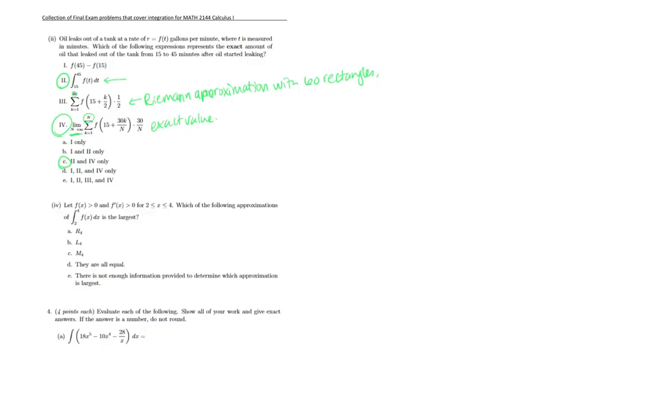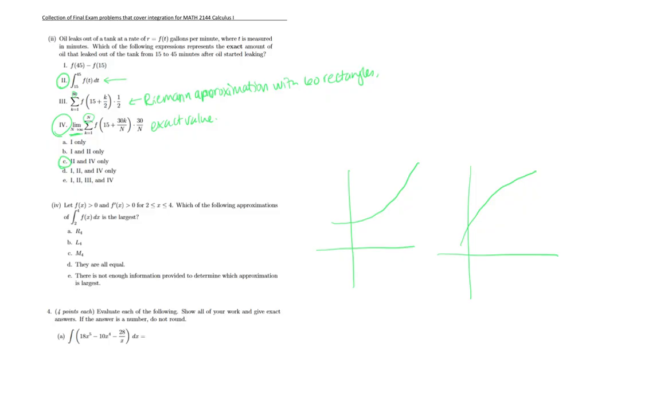Okay, the next one says, let f of x be greater than 0 and f prime be greater than 0. So if f of x is greater than 0, that means f is positive. And if f prime is greater than 0, that means it's an increasing function. So it might be increasing and concave up, or it might be increasing and concave down. Either way, we have an increasing function.